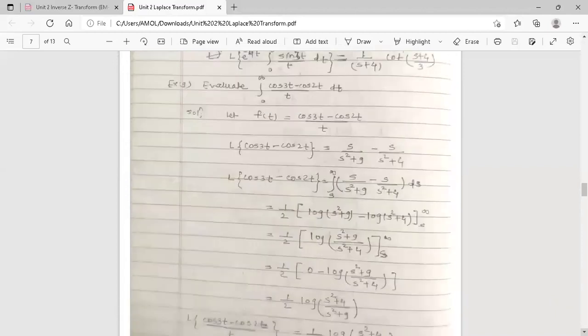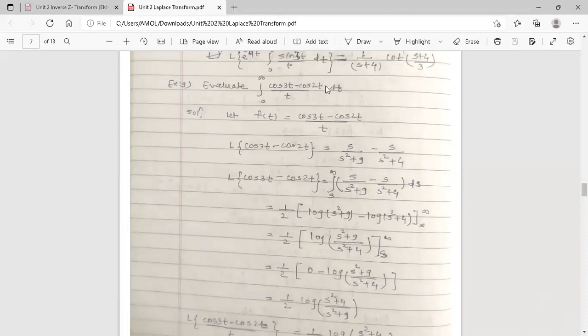Next is evaluate the integration from 0 to infinity of cos 3t minus cos 2t upon t dt. Now your limits are 0 to infinity. So here we cannot use the Laplace transform of integral property. We can use that property only when the limits are 0 to t. Okay. Look, f of t is equal to here.